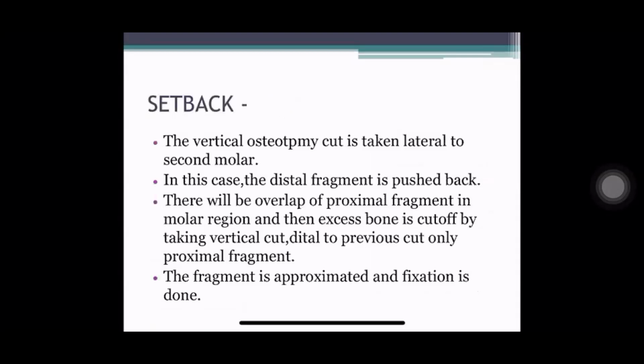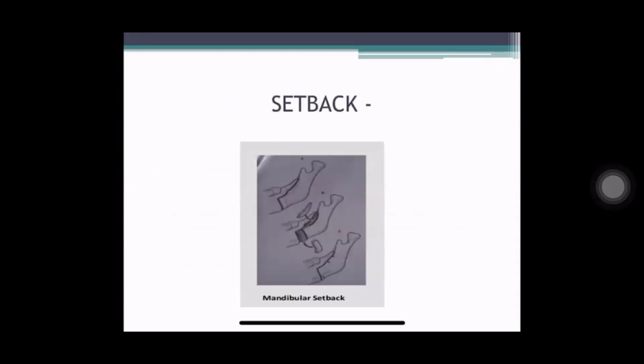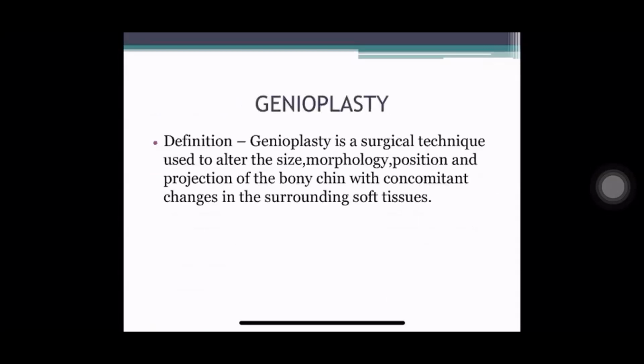In setback, the vertical osteotomy cut is given lateral to the second molar. The distal fragment here is pushed back, and then there will be overlap of the proximal fragment, so the excess bone is cut off, and then the approximation is done. After the approximation, the fixation is done by lag screws. Here we can see the excess bone is cut off, and then the occlusion is maintained, and then the fixation is done. Here we come to the second question of genioplasty.